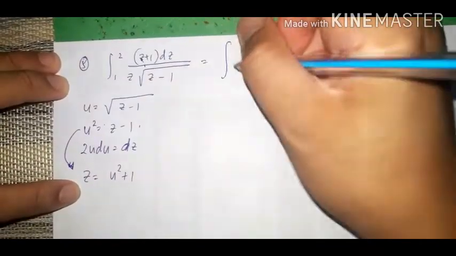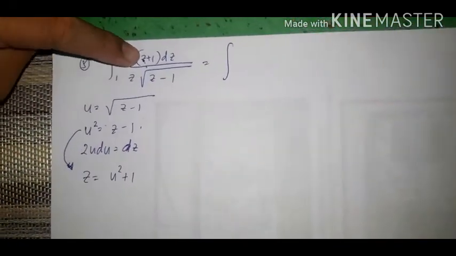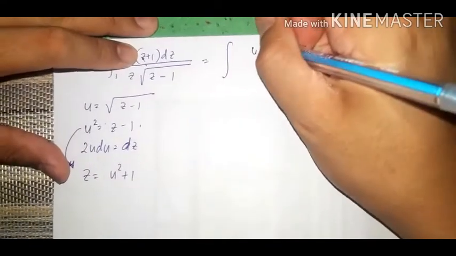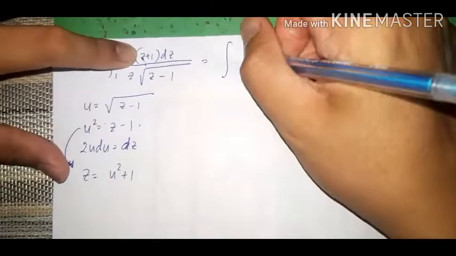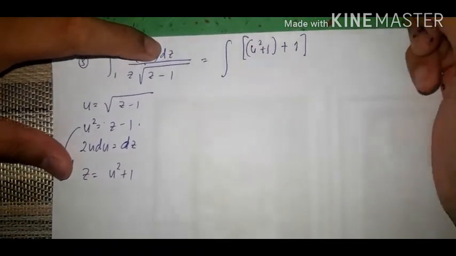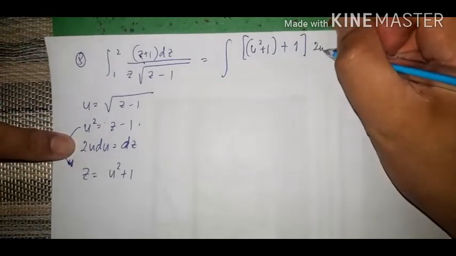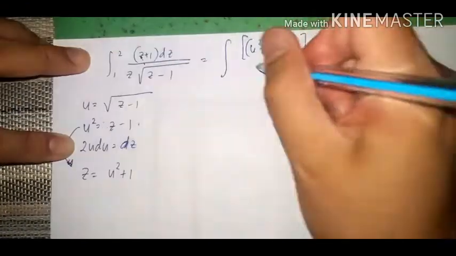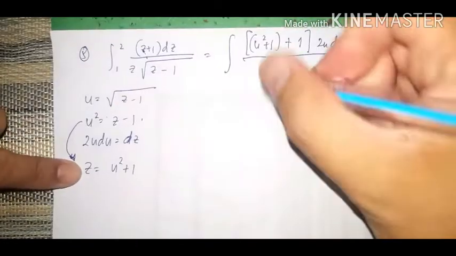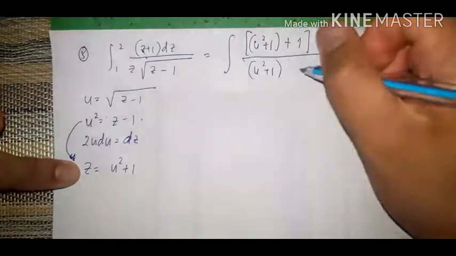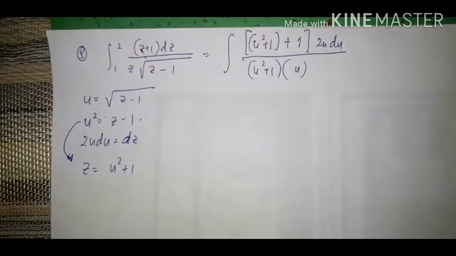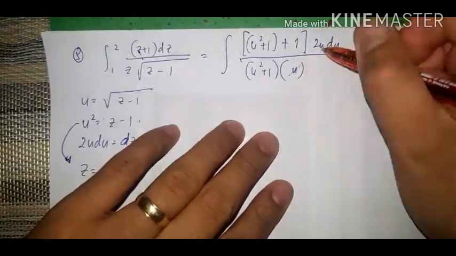So this now gives you integral of z. What is z? Your z is u square plus 1. So this is u square plus 1. That's your z. Plus 1. That's z plus 1. Times dz. Your dz here is 2u du. All over z. Your z is u square plus 1. Multiplied by square root of z minus 1, which is actually u. So in this case, this cancels out.